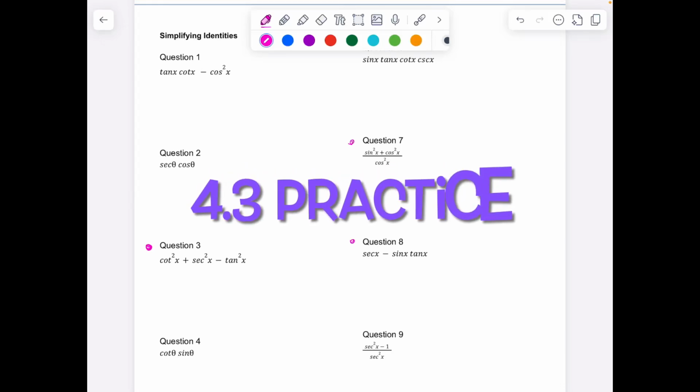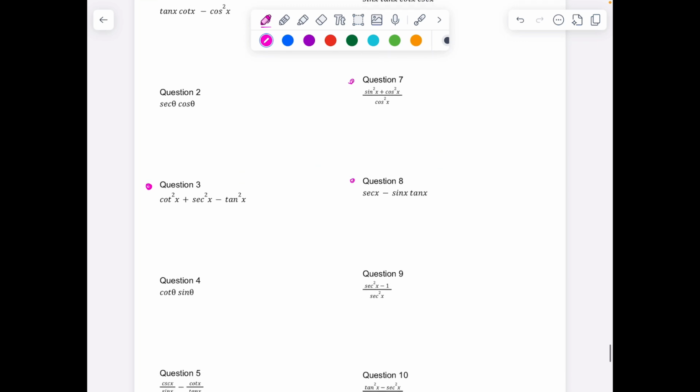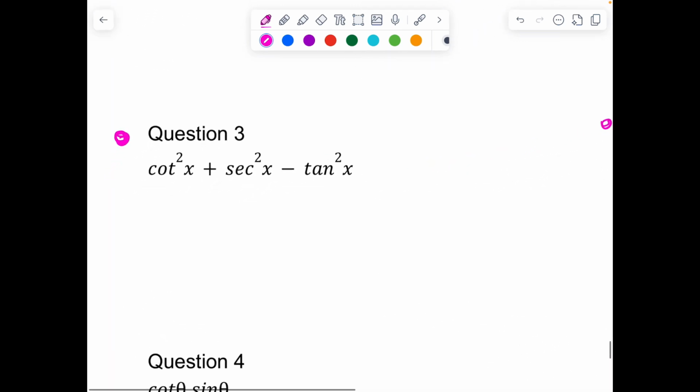A couple requests for people that want some things worked, to see if they're on the right track. So we're going to start with number 3. Number 3 is kind of a doozy. Well, we need a little bit of room for this one.